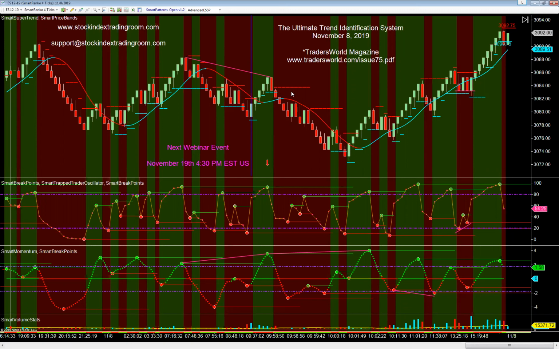So one of the high likely targets that we're aware of in the stock index trading room is the overnight low and the overnight high. But in this case, since we're cycling down, the most likely scenario is the overnight low. We actually had our first room target right here.